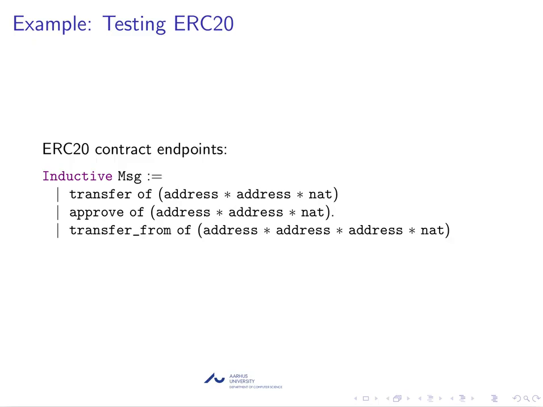In order to test a contract with this message type, we must be able to generate pseudo-random values of this type. Luckily, QuickCheck provides various mechanisms to make this process mostly automated.